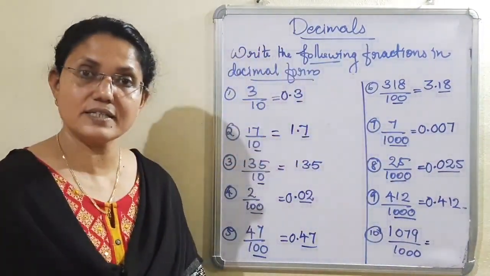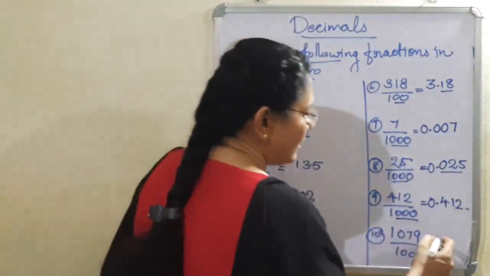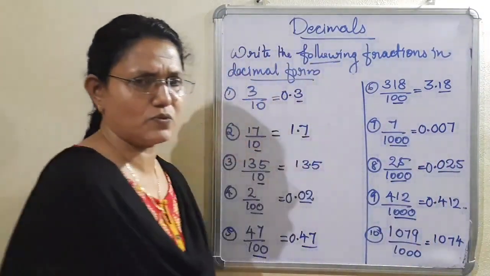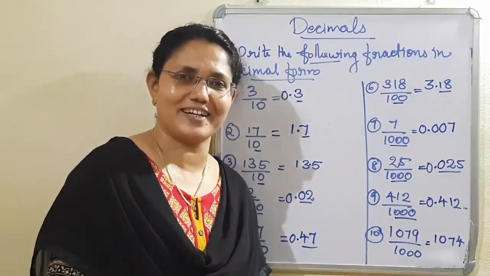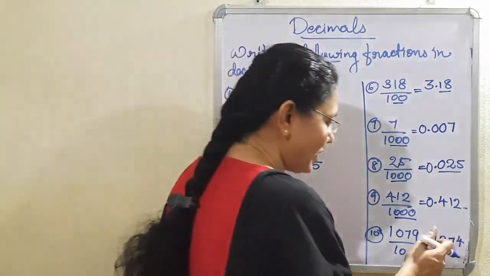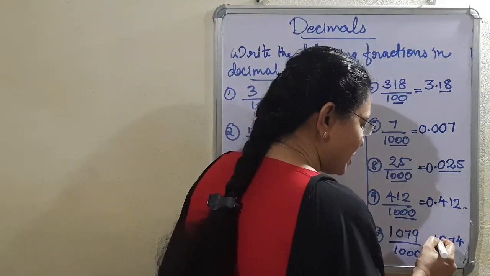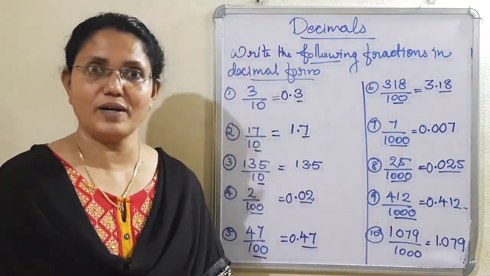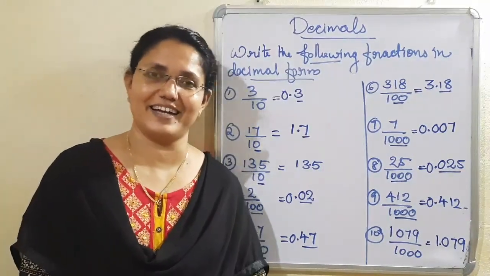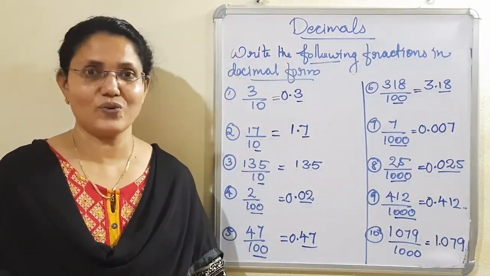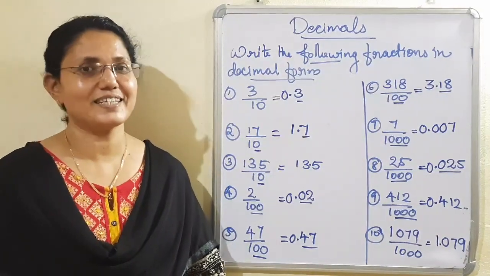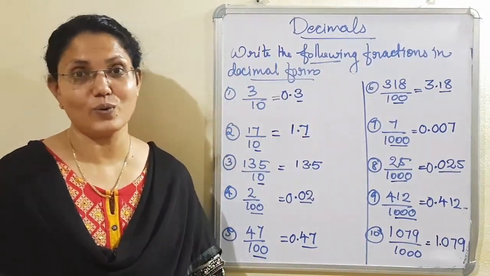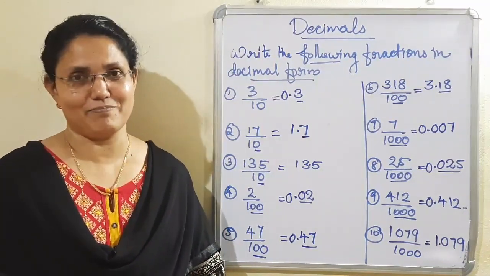Okay. Next, the denominator is 1000. In the numerator, 4 digits are there. We need only 3 decimal places. Where do we have to put the decimal point? Yes. From right to left, count the 3 digits. Then put the decimal point. Now, the decimal number is what? 1.079. Dear children, I think all of you could understand how to change a fraction with the denominator 10, 100 or 1000 into a decimal number. Okay?